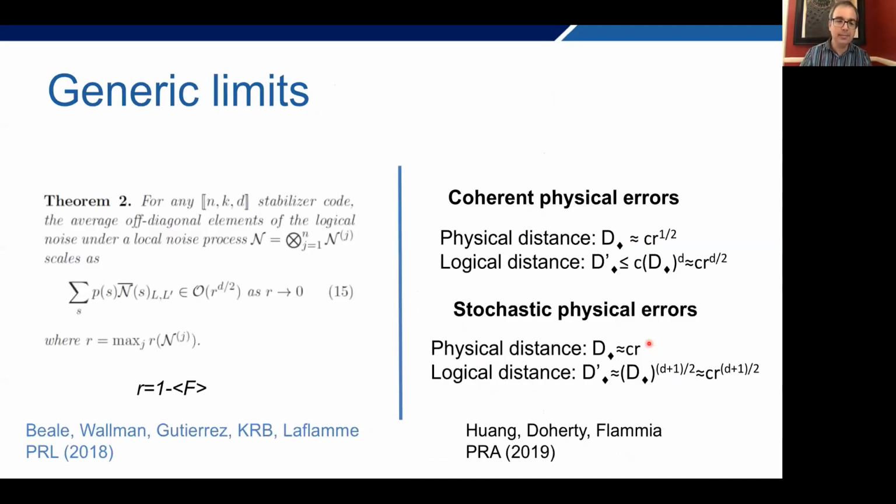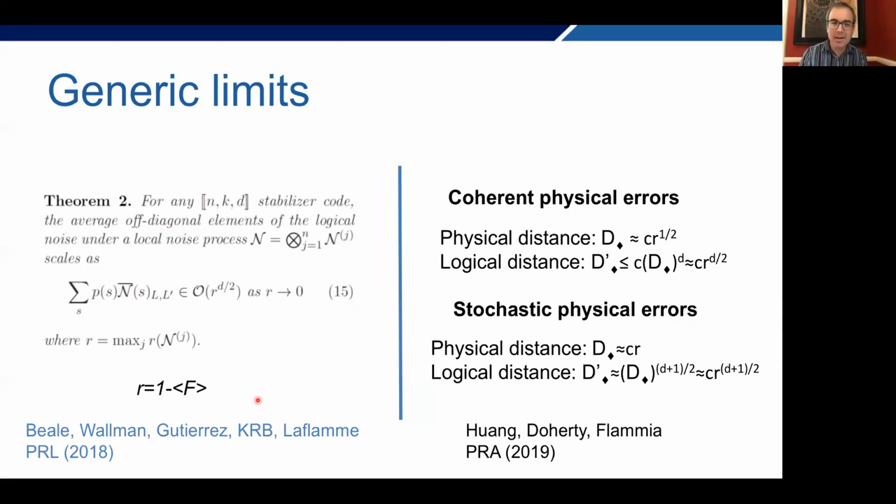So around this time, myself and Stephanie Bill, Joel Wallman, Mauricio Gutierrez, Ray Laflamme, and Dauphinais and Flammia basically came to the same conclusion, which is that as the distance of the code grows, these coherent errors basically go away, which has to do with the underlying fidelity becoming smaller. In these papers, we take different approaches, but we basically get to the same result. So this is fine, and everything is good.